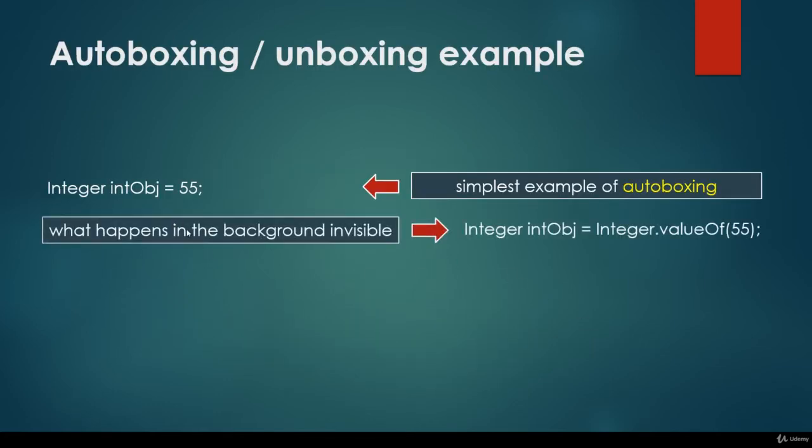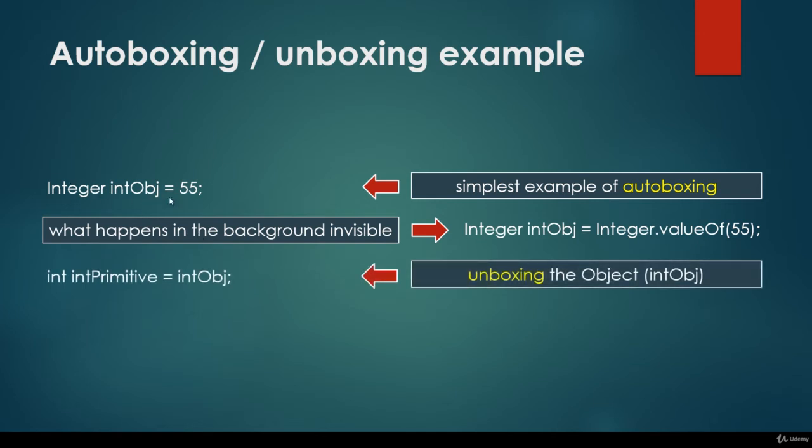Okay, let's take a look at a concrete example. If we use something like this, Integer intObject = 55, it is a simple example of autoboxing, because in the background something like this is going to happen. Java is going to use Integer.valueOf(55) in order to create a wrapper object, because Integer with capital I is an object and not a primitive type.